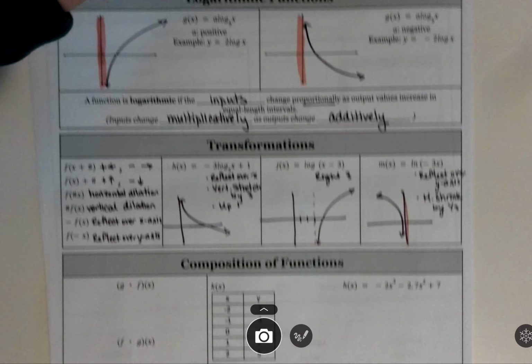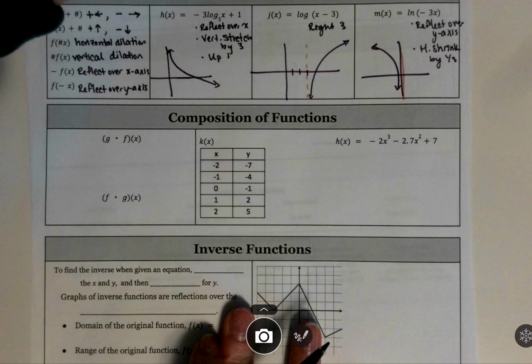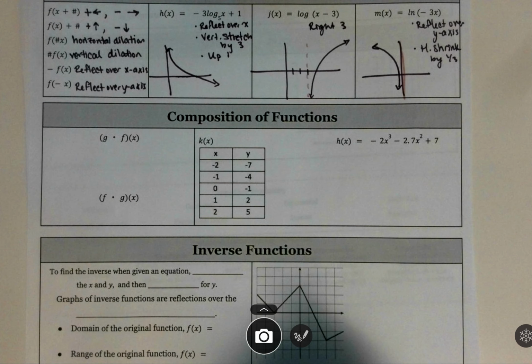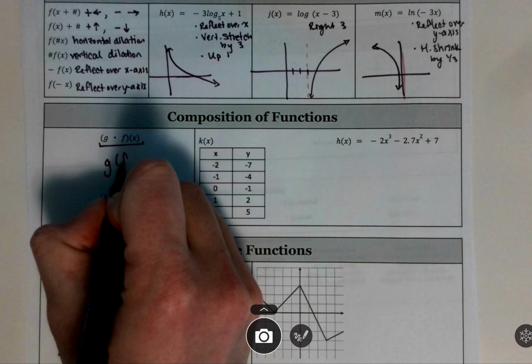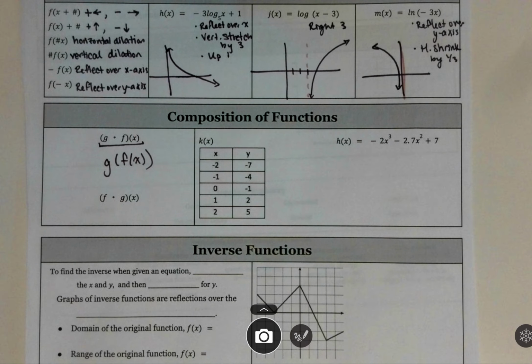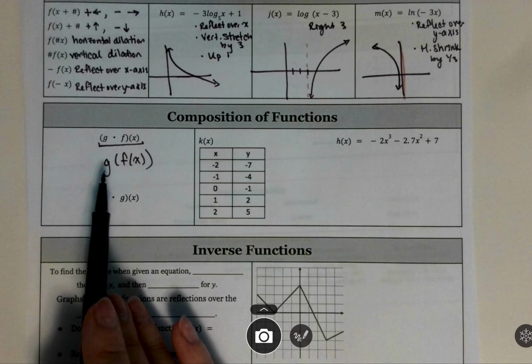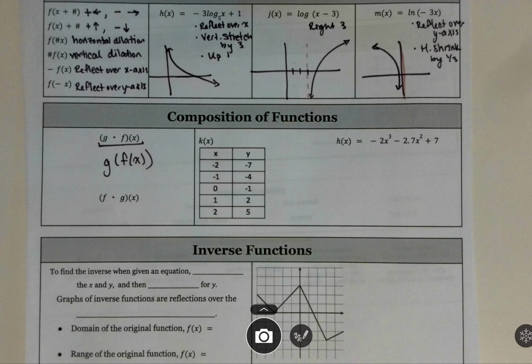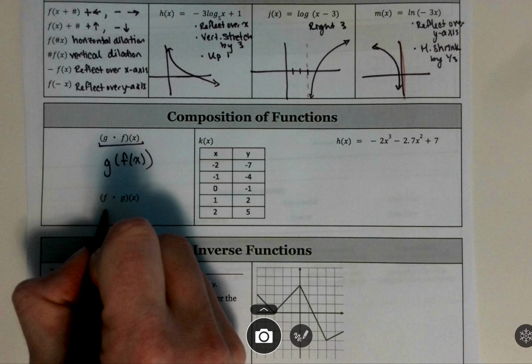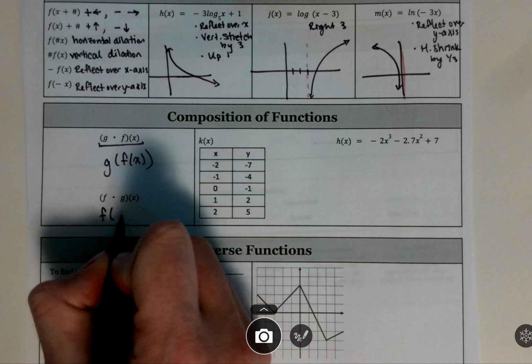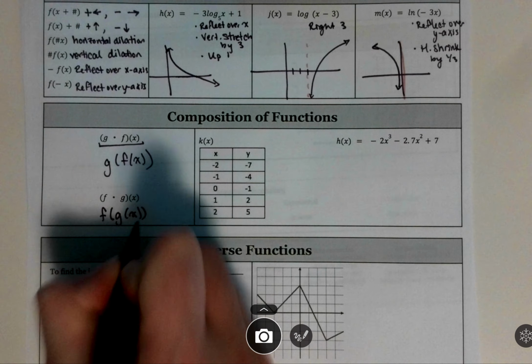All right, the box underneath, we're looking at composition of functions. If we have this notation, we can rewrite it as g of f of x, so we can see what goes on the inside. And then for compositions, we always work inside out. It could be more than just 2. We've had some where we've done like 4 or 5. And then this one can be rewritten as f of g of x.